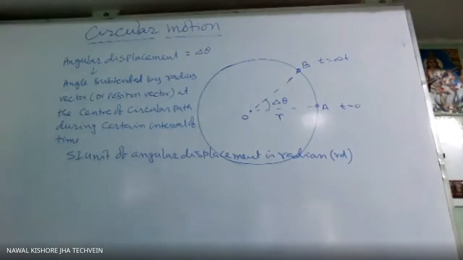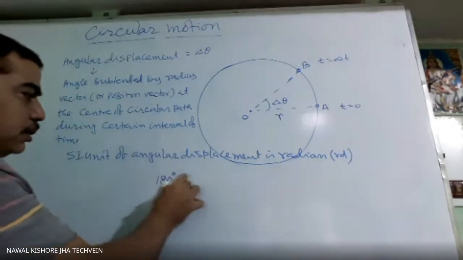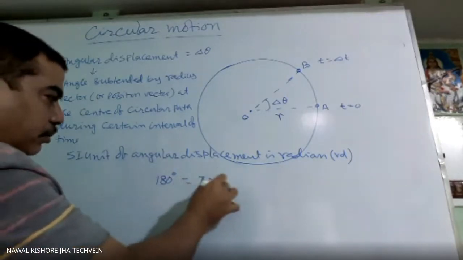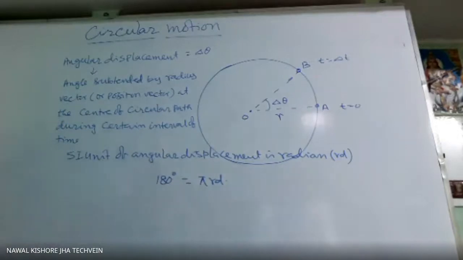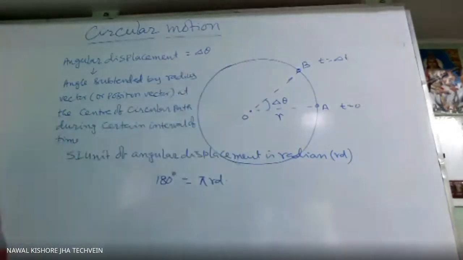What is the relation between radian and degree? We know that 180 degree is pi radian. Sometimes it will be given in degrees, so we can convert it into radian. So 90 degree is pi by 2, 45 degree is pi by 4, like that. This is the relation between radian and degree.